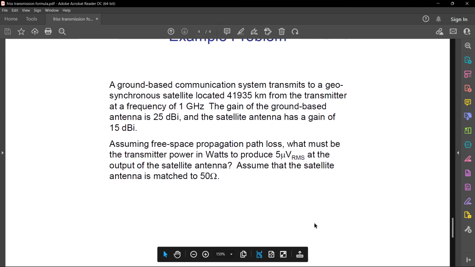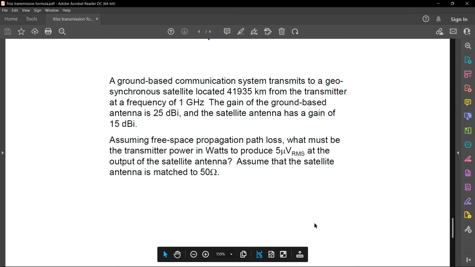A ground-based communication system transmits to a geosynchronous satellite located at 41935 km from the transmitter at a frequency of 1 GHz. The gain of the ground-based antenna is 25 dBi, and the satellite antenna has a gain of 15 dBi. Assuming free space propagation path loss, what must be the transmitted power in watts to produce 5 microvolt RMS at the output of the satellite antenna? Assume that the satellite antenna is matched to 50 ohm.